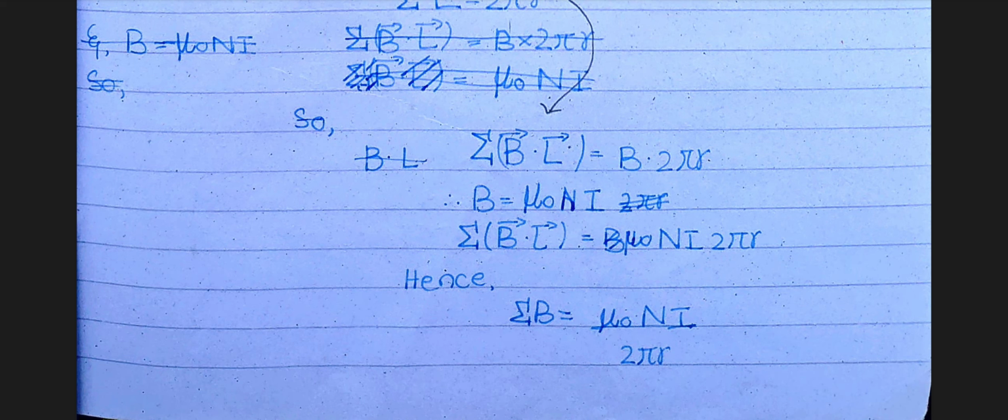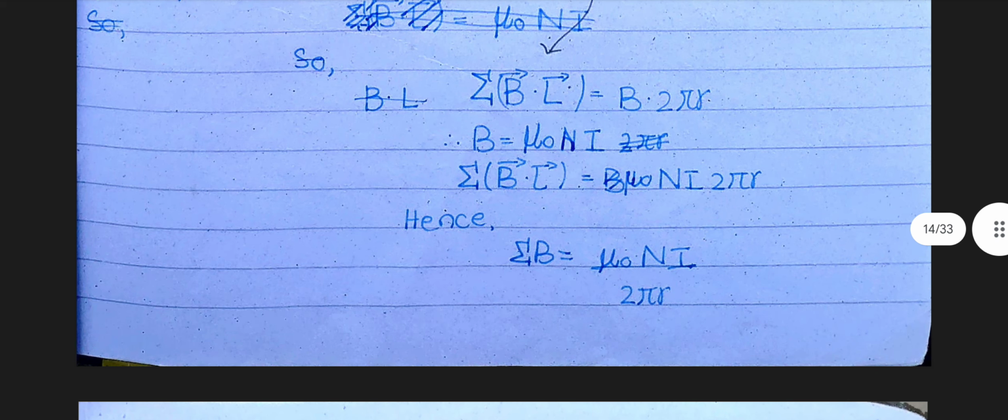Summation B vector dot L vector is equal to mu naught n I 2 pi r. Hence, del summation B is equal to mu naught n I upon 2 pi r.